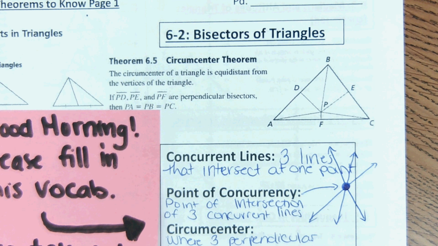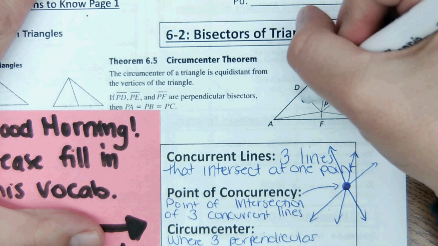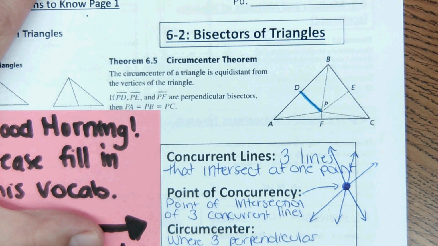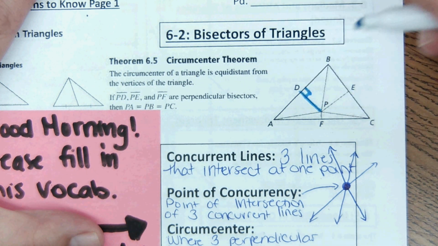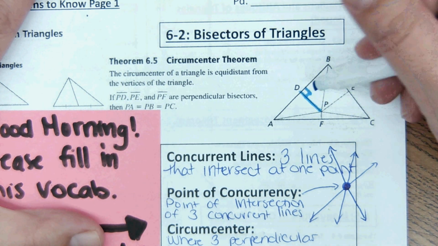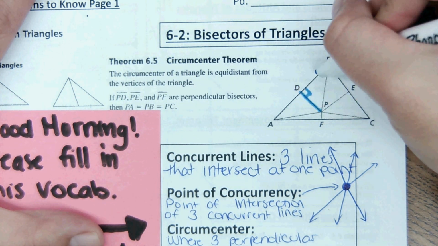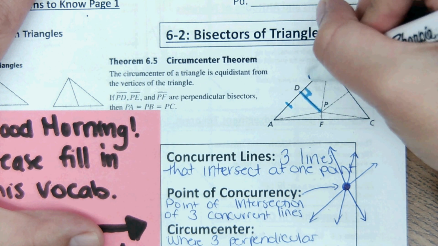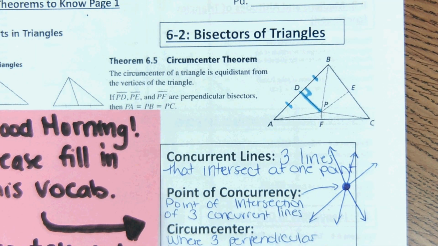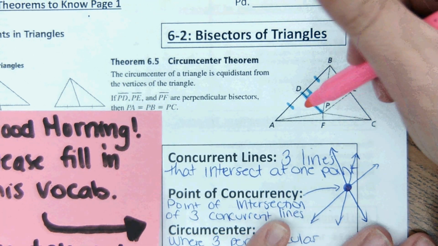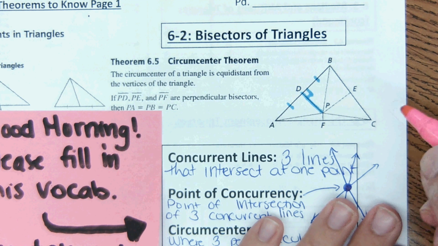So one of the perpendicular bisectors right here, segment PD, is perpendicular to the side of the triangle, and also because it's a bisector, it breaks this line up into equal parts. So this is the same length as this over here. That is a perpendicular bisector right there.